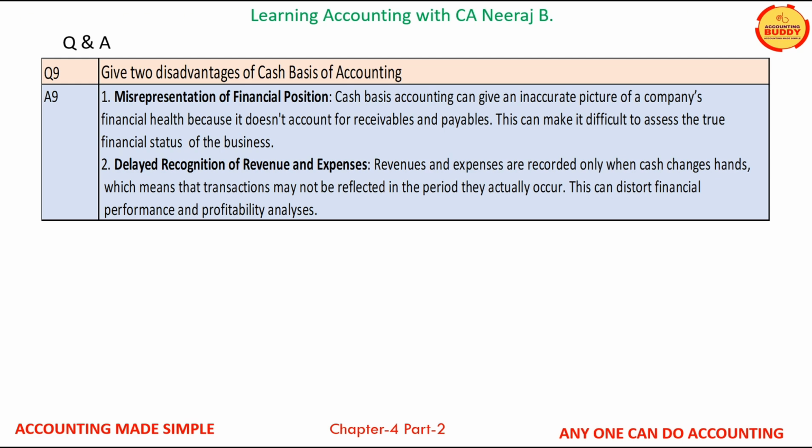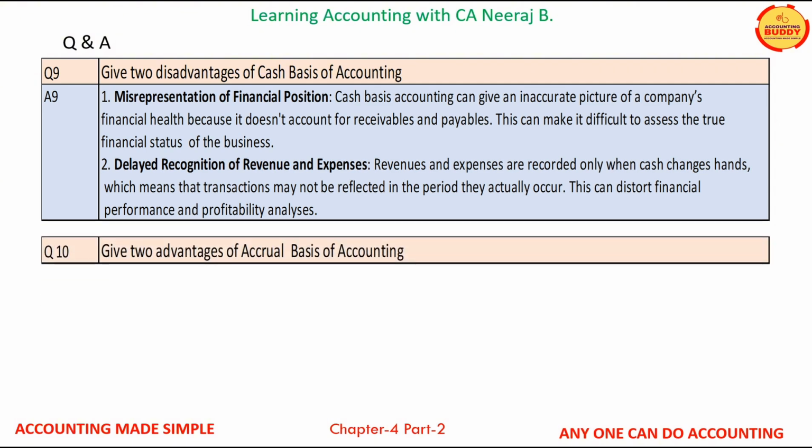Number 2, delayed recognition of revenue and expenses. Revenues and expenses are recorded when cash changes hands, which means that the transactions may not be reflected in the period they actually occur. This can distort the financial performance and profitability analysis of the business.